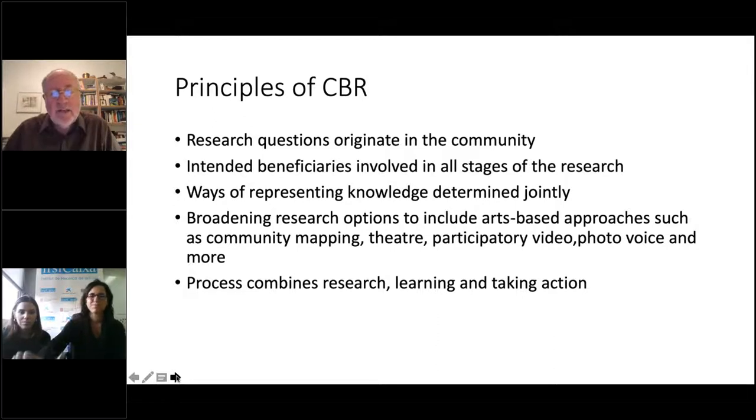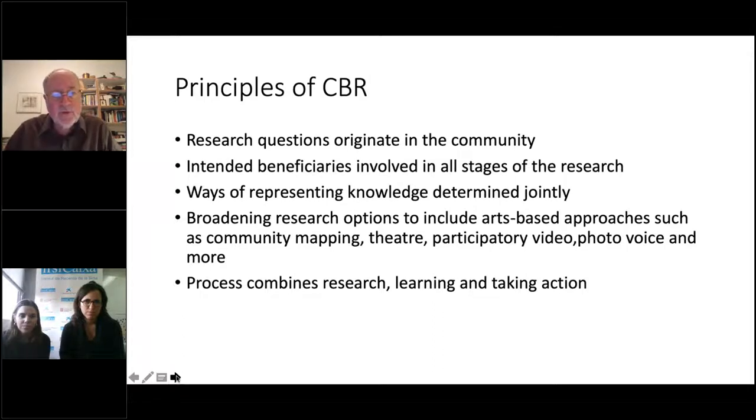So the principles of community-based research or participatory research are fairly simple. If you think of any standard description of research, it's going to involve generating research questions. And so for us, research questions originate in the community. The intended beneficiaries are involved in all stages of the research. The ways of representing the knowledge are also determined jointly.